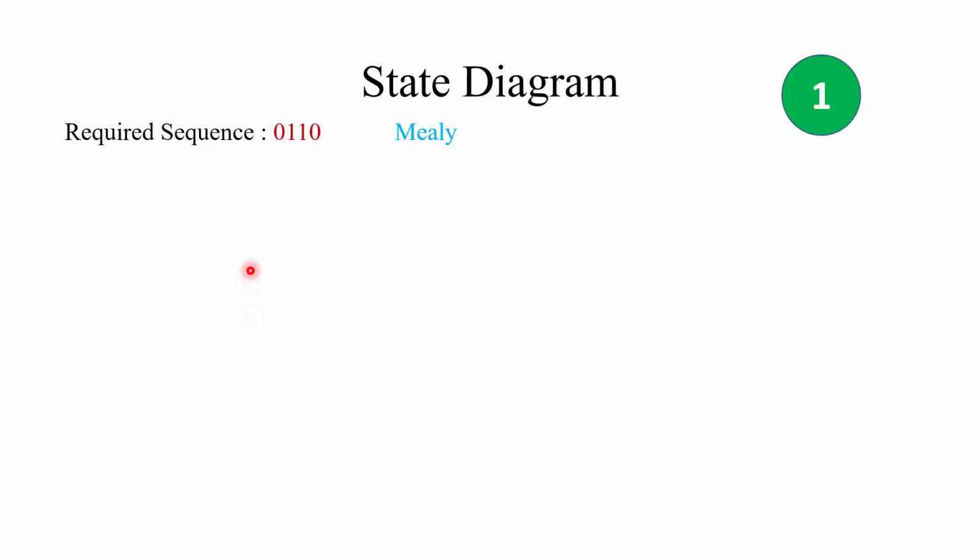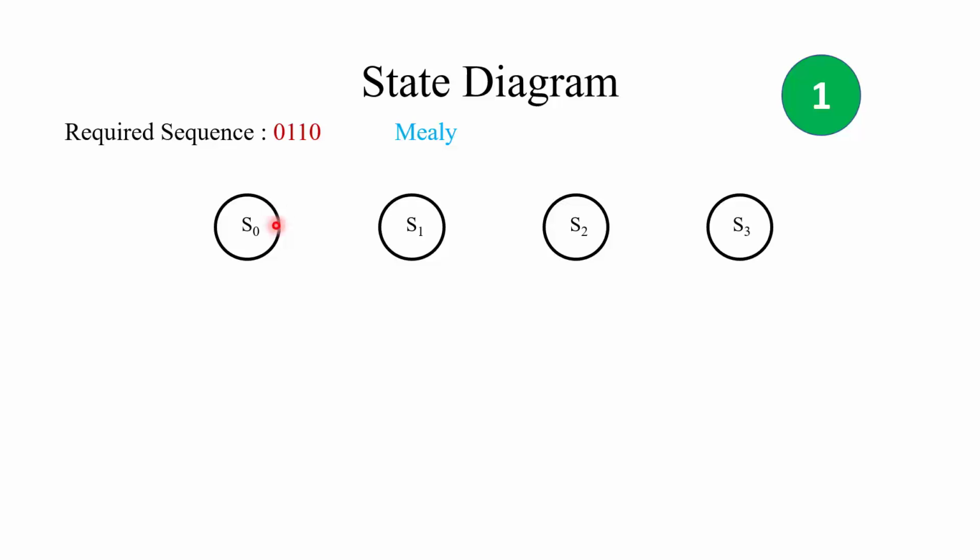So starting with, we know that our sequence is 4 bits. In the last lecture we covered that a Mealy type state diagram will have 4 states because it's equal to the number of bits in the sequence. So we draw 4 states, with S0 as our initial state, S1, S2, and S3 as our last state for the Mealy type state diagram.